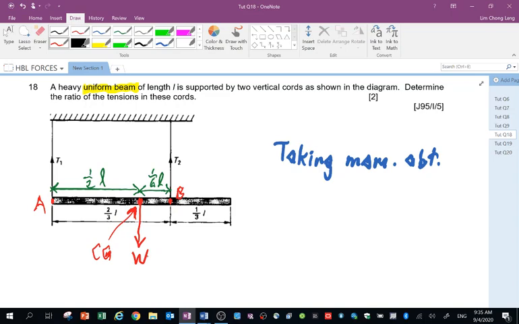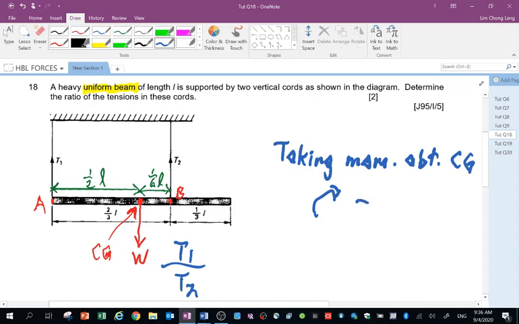Now, I begin with the end in mind. The question says, determine the ratio of tensions in this cord. So if I begin with the end in mind, I actually want T1 to T2. So it is actually a ratio. So I would choose moment about the CG, right? So I will take clockwise moment about the CG, and it should be equal to the anti-clockwise about the CG.